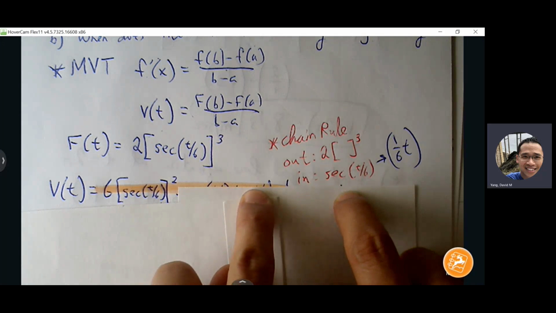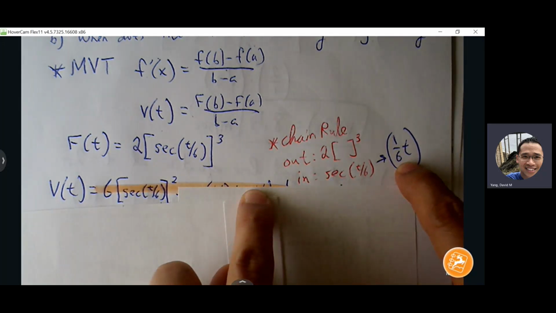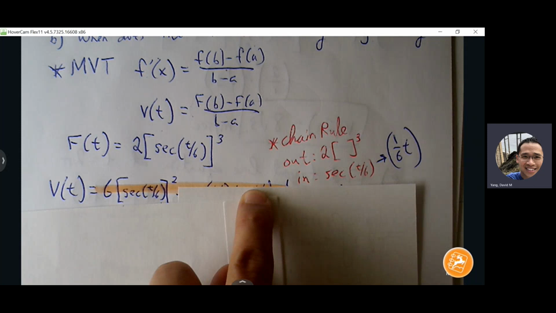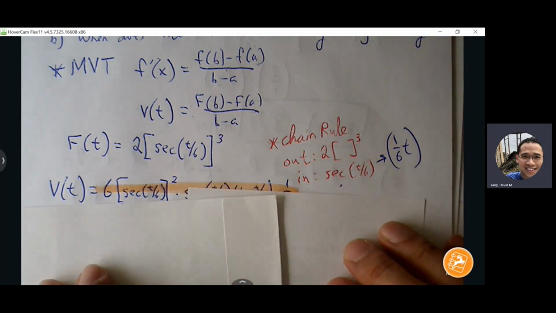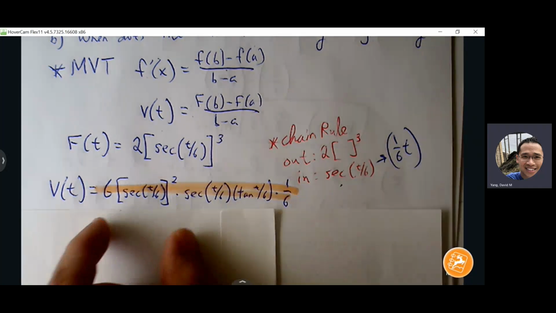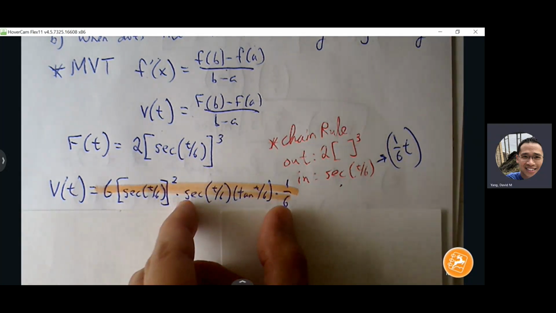Tangent t over 6 times u prime. So 1/6 t becomes what? What's the derivative of 1/6 t? Just 1/6, yeah. Okay. Outside's derivative, inside's derivative.